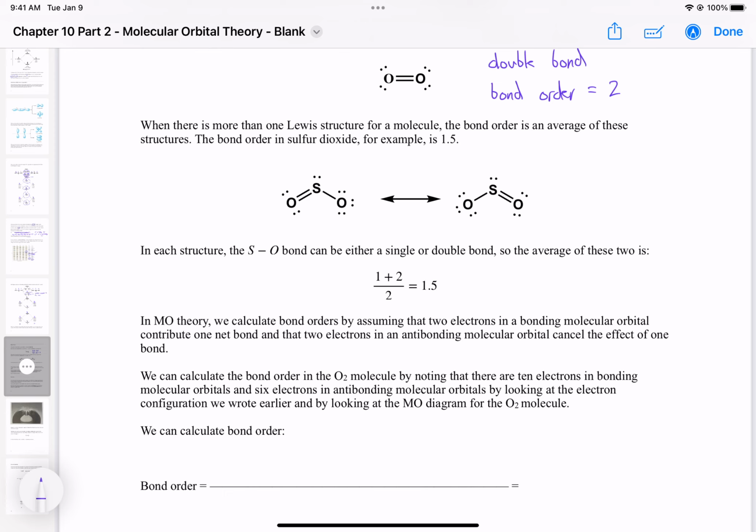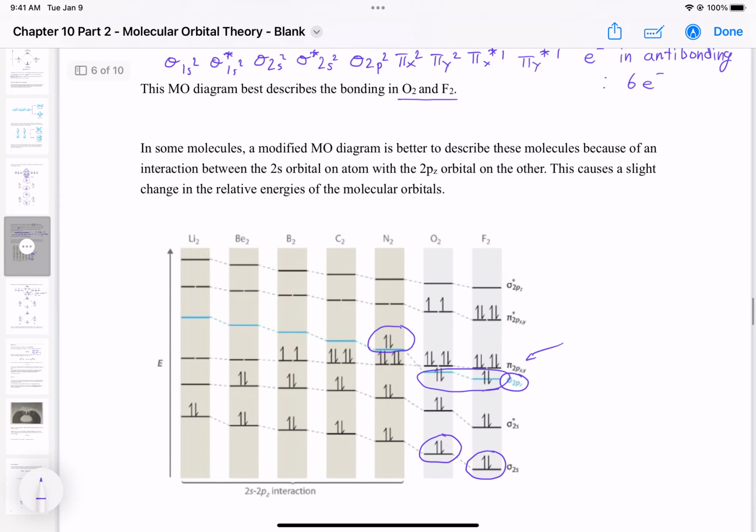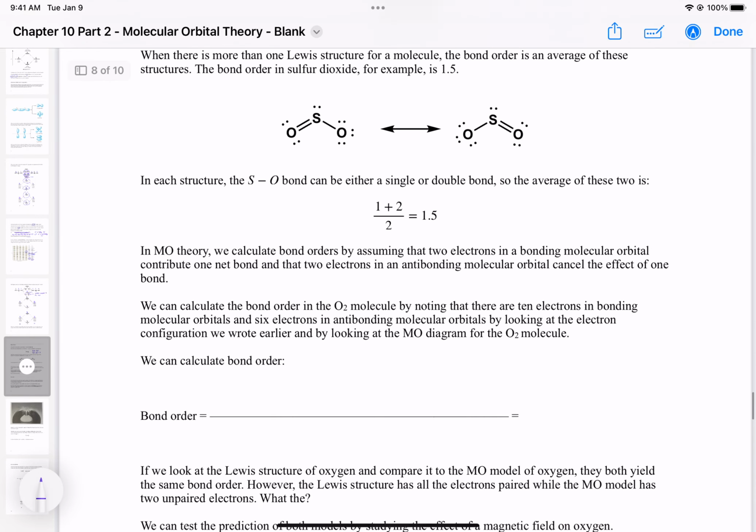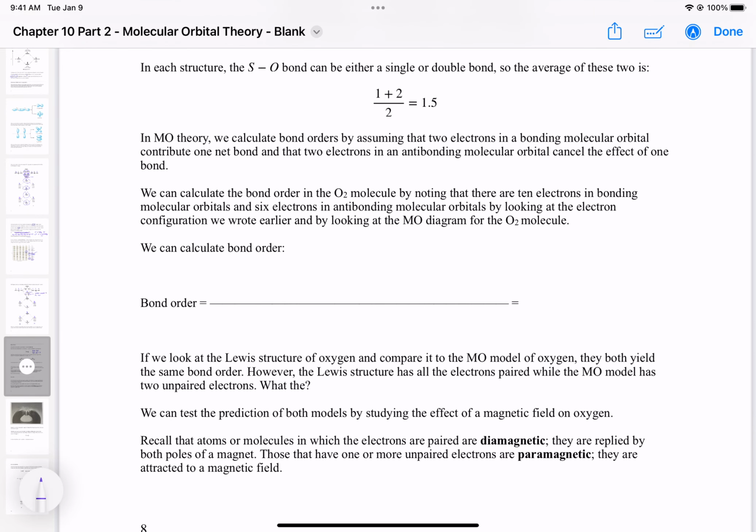So let's try and calculate the bond order in O2. There are 10 electrons in bonding molecular orbitals and 6 electrons in the antibonding molecular orbitals, if we look at the electron configuration we wrote right here. Okay, so to calculate bond order, we take the number of bonding electrons, and we subtract from that the number of antibonding electrons.